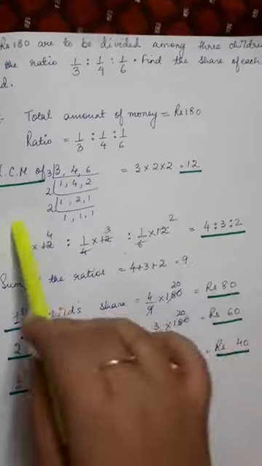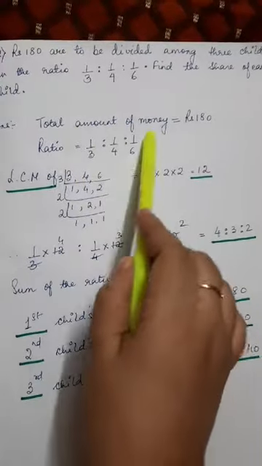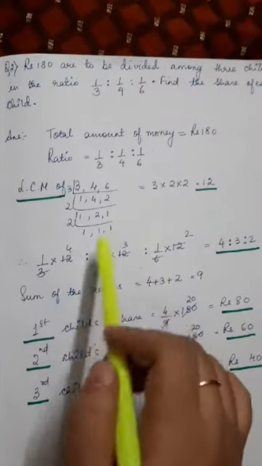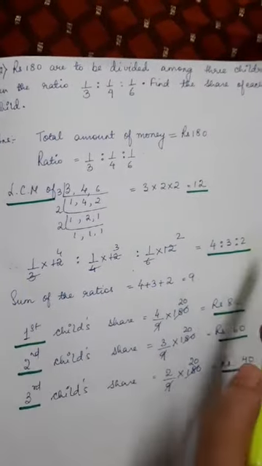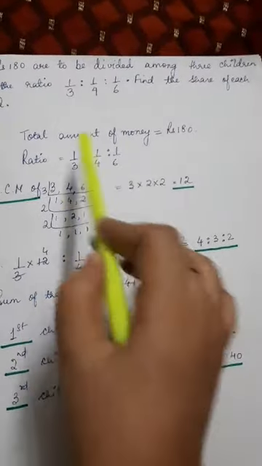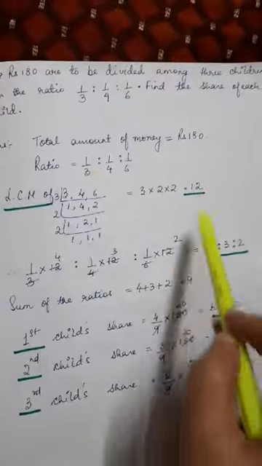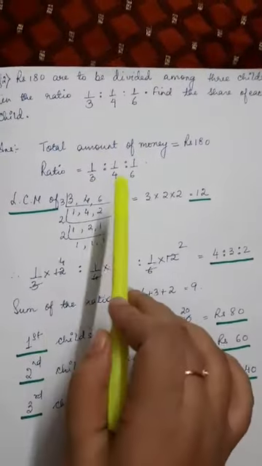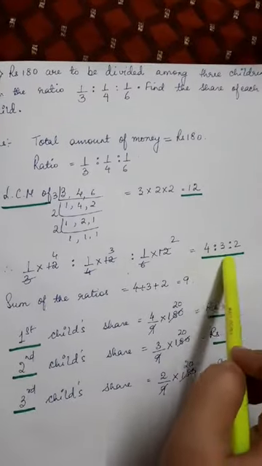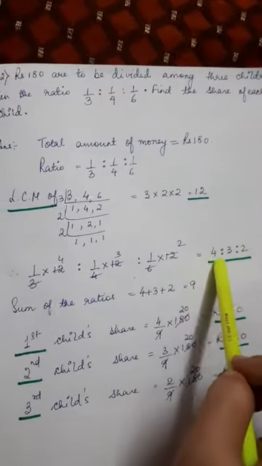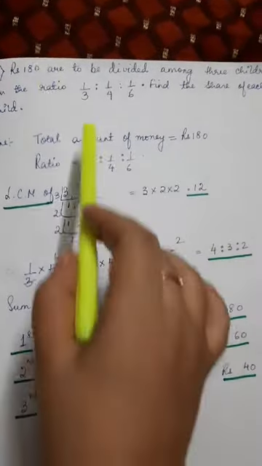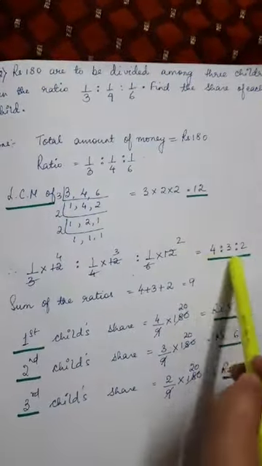This I have already taught you how to do, to convert a fraction ratio into simple terms. I have given you a worksheet also based on this. After finding the simple terms ratio, see, I have converted this into this. Here in this sum, it is needed to convert the ratio into simple terms. Now, my fresh ratio is 4 is to 3 is to 2. Now, the total amount has to be divided amongst these 3 children.